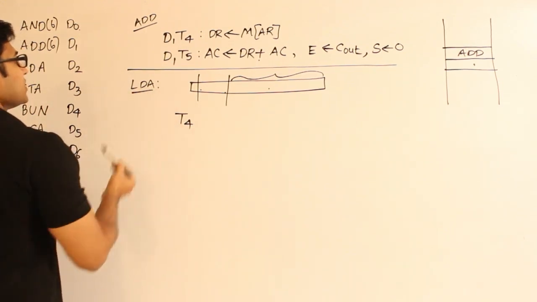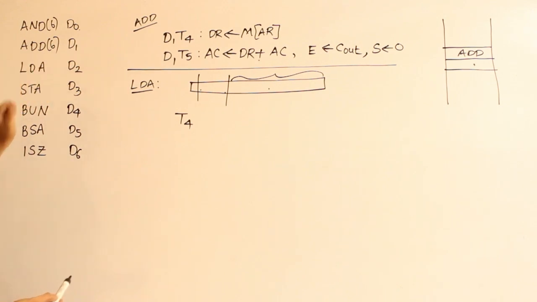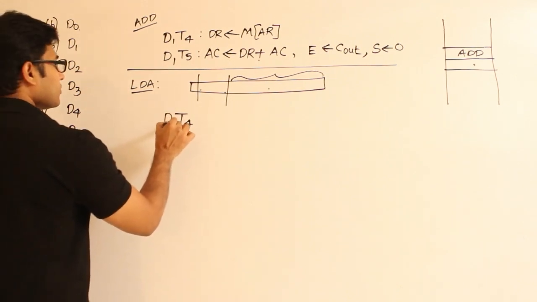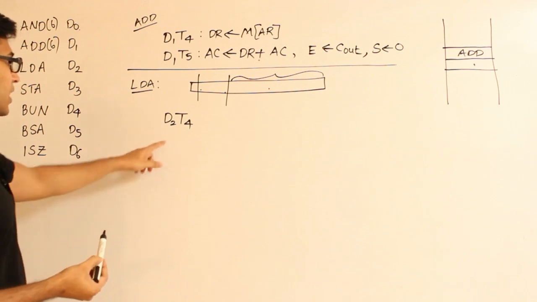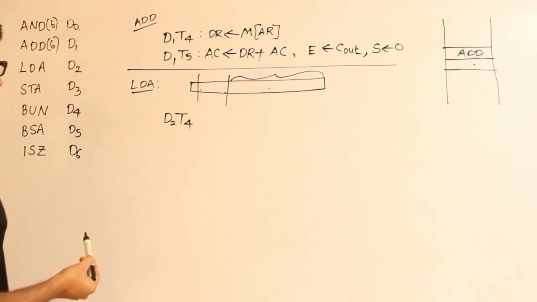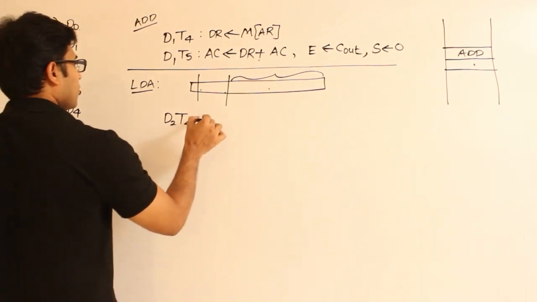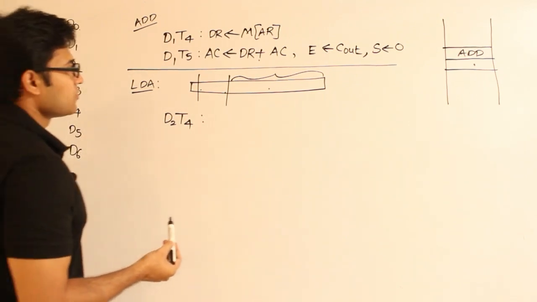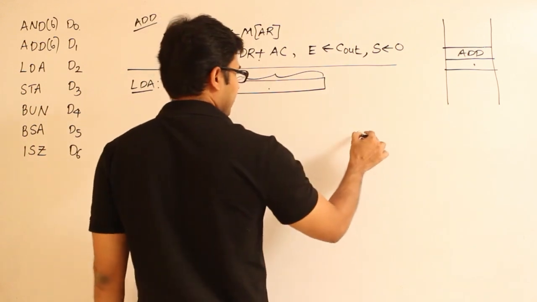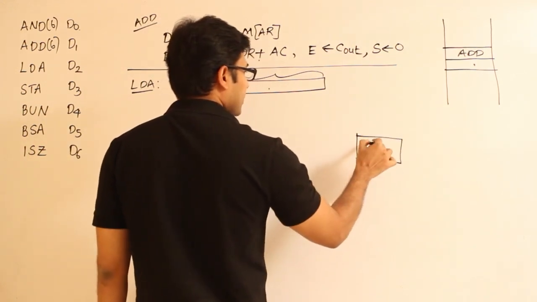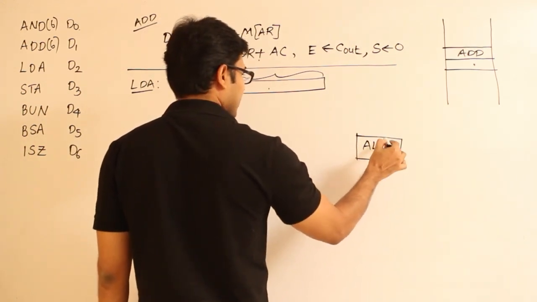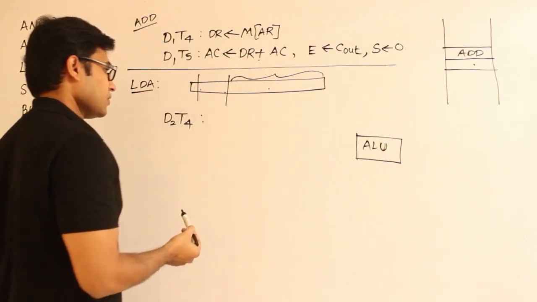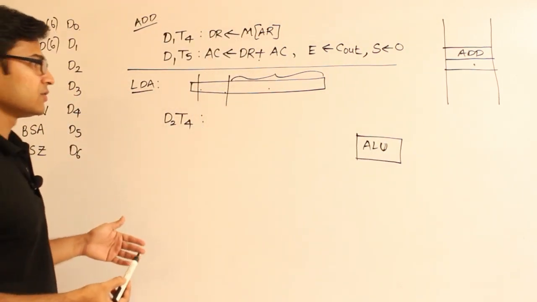So how do you identify that it is LDA? LDA is going to be identified by D2. If the output of the decoder is D2 and the timing signal is giving us T4, then I can identify that this particular instruction is LDA. Now there is one problem here. If you observe the diagram, there is ALU, adder and logic unit. In our case, ALU means arithmetic and logic unit, but we are using just an adder and logic unit, right?